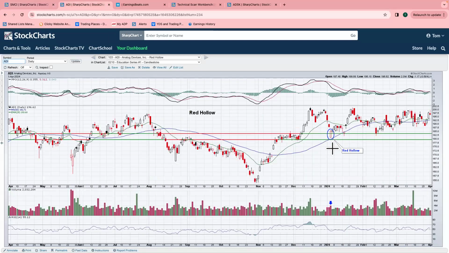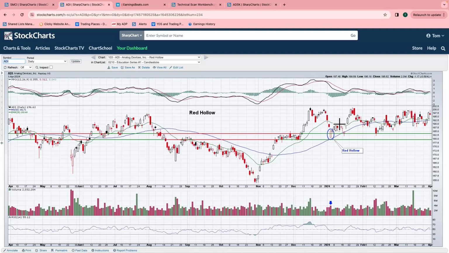But here's a red hollow candle on Analog Devices. Look at this big move lower from 200 all the way down to 187.50. And then we gap down to 181. So we were down close to 10% in 4 trading days. And then we printed this red hollow candle. We opened in the middle of this kind of support area and we closed above it. So I would have definitely been looking for a short-term move back to the upside.